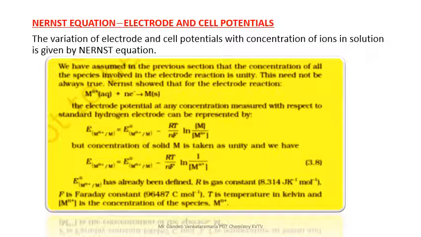Nernst equation, electrode and cell potentials. This is a very important equation. You should know how to write the Nernst equation for a given cell reaction. We will see the variation of the electrode and cell potentials with the concentration of the ions. The Nernst equation connects the potential with the concentration of ions in solution. Let's see it now.